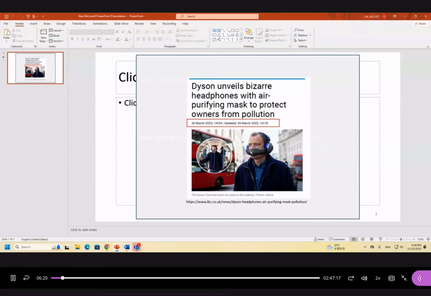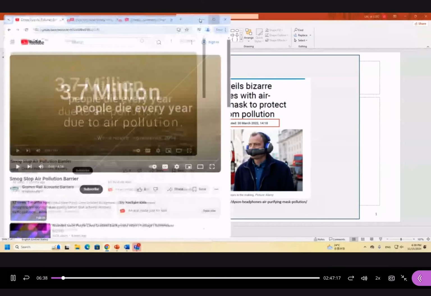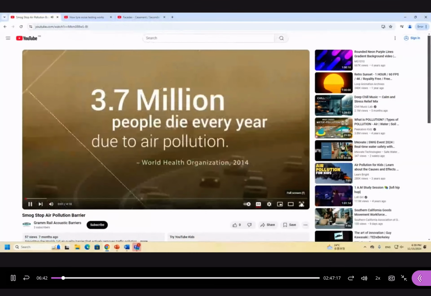And also, you can see that there is a filter here. It's similar to a mask. But actually, this product, I think we do not need to use it. How do we handle road traffic noise problems and also the air pollution problem? Let's take a look at this one.